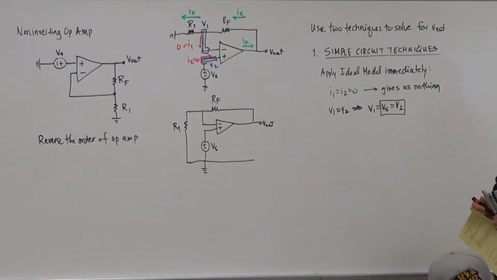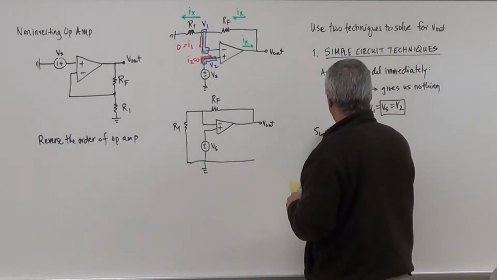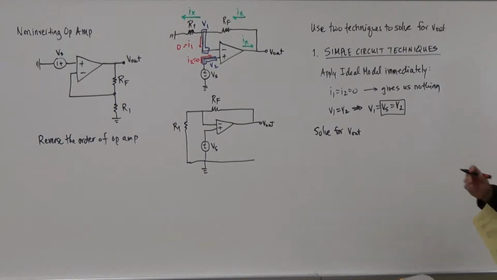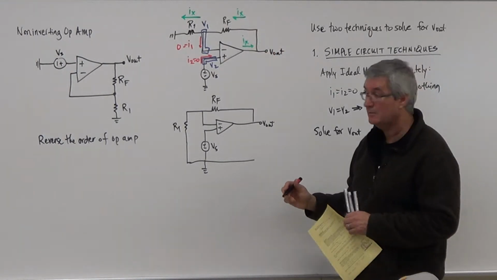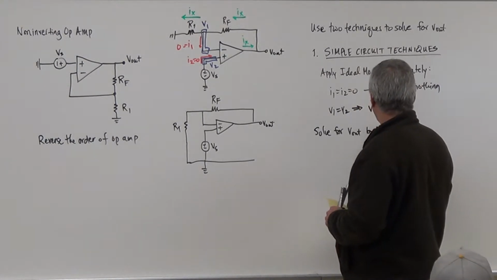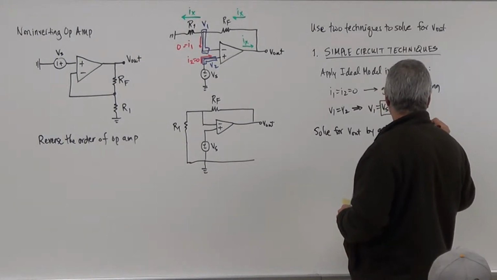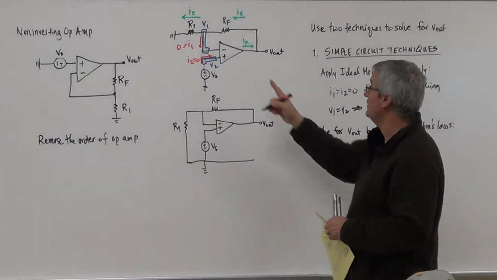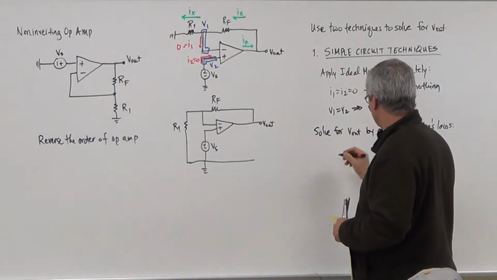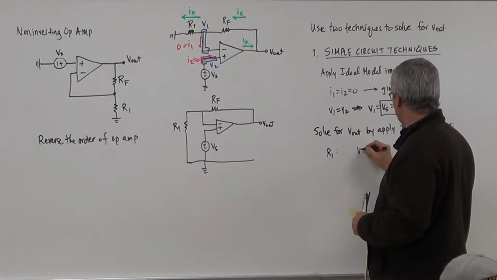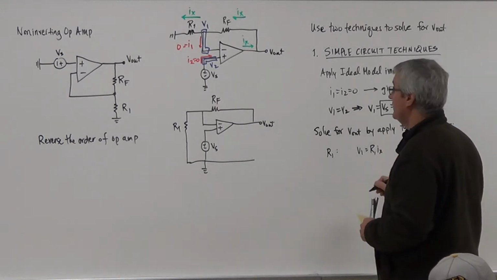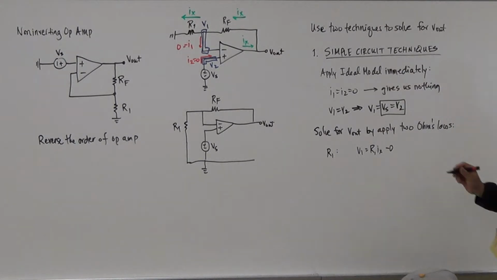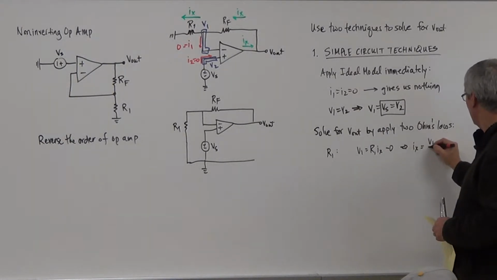So the goal here is to solve for V out. If I solve for V out, I really need to learn the current. So what am I going to do? I'm going to apply Ohm's law, two Ohm's laws. Okay? So here we go. If I look at just the resistor R1, this tells me that V1 must be R1 Ix, right? That's the ground. Maybe I should put a 0 here, just to remind you that I'm talking about the ground. So this implies that Ix must be V1 over R1.